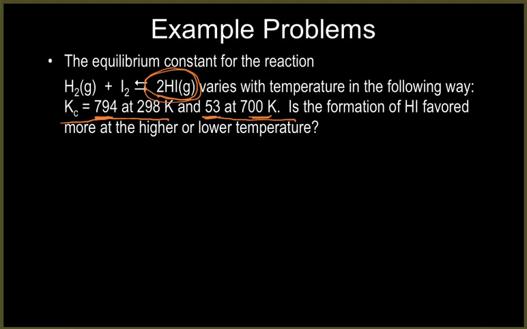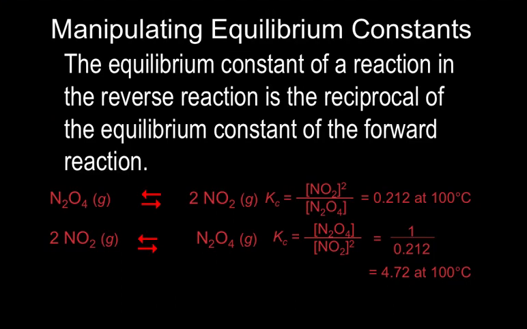So which temperature favors the production of HI? What we're looking for here is the larger K value. The larger the K value, the more products are present. So for this particular one, it's higher at a lower temperature. So the answer to this would be lower, because at the lower temperature we have a larger K value, which means the products are more favored, the equilibrium lies to the right, which means we would have more HI produced.